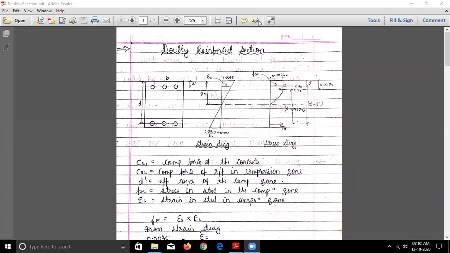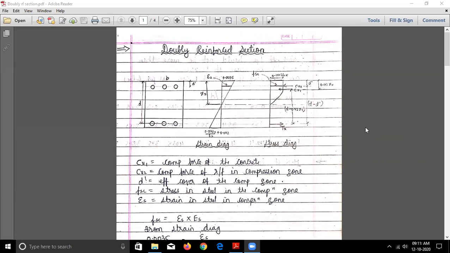Okay, in continuous beams also we go for a doubly reinforced section when there is a reversal of bending moment, or when there is impact load. So these were some of the other points which we have already done. Now let us go through the doubly reinforced section in the limit state method.